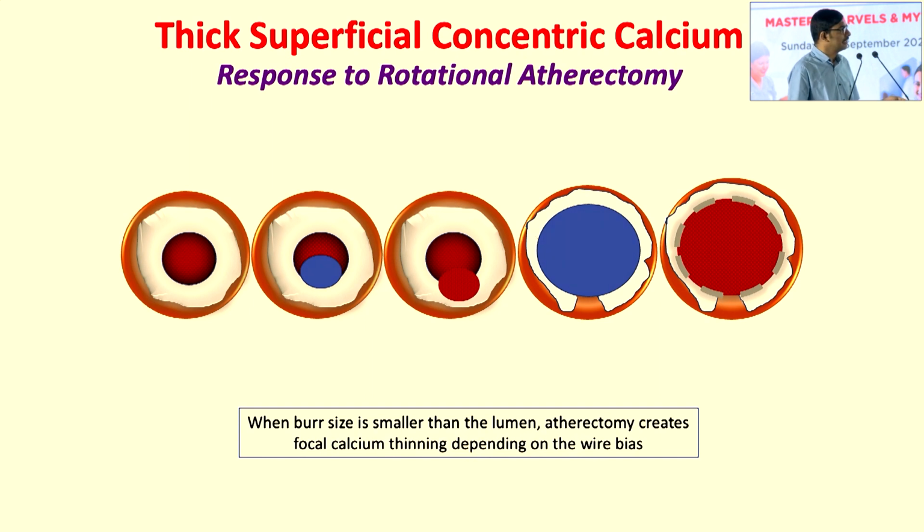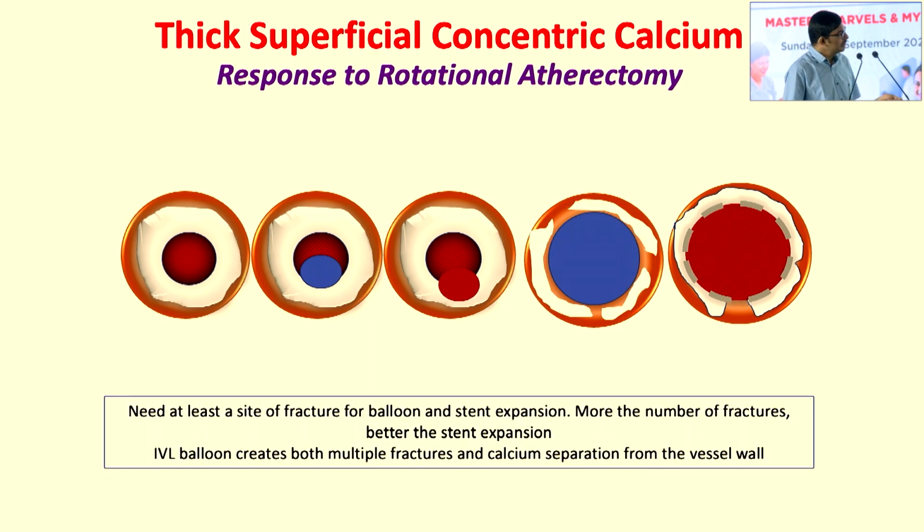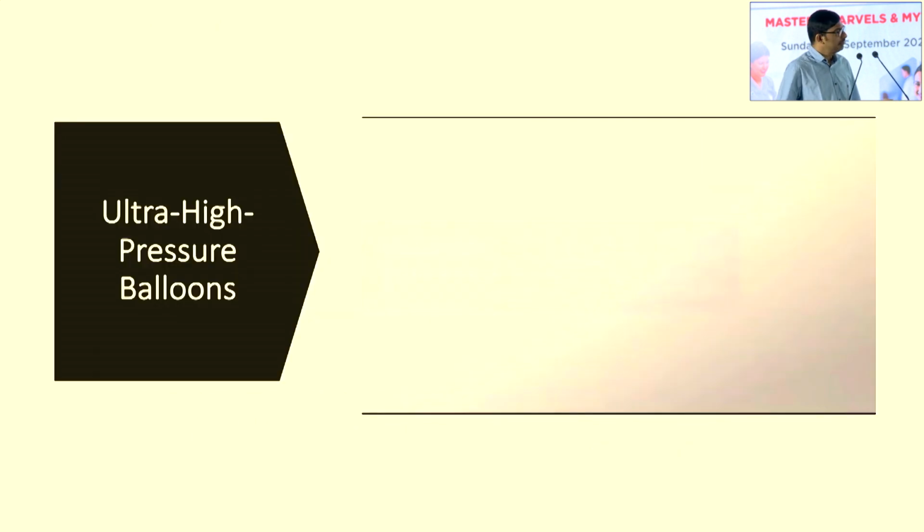This is called atherectomy. Either you make the calcium thin by removing part of the calcium, or you can shatter the calcium in many places. In the next few slides, the better you prepare the calcium, the better your stent expansion. As I already mentioned, stent expansion is the one which is going to decide your outcomes. Okay, so now we are going through what the different modalities available are.